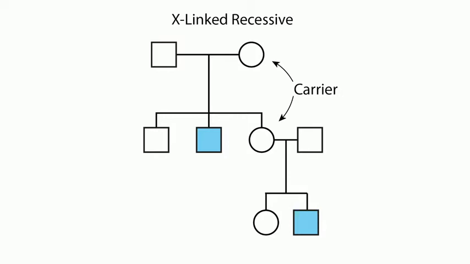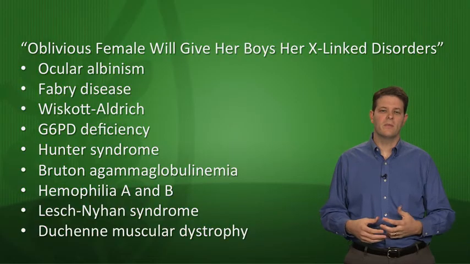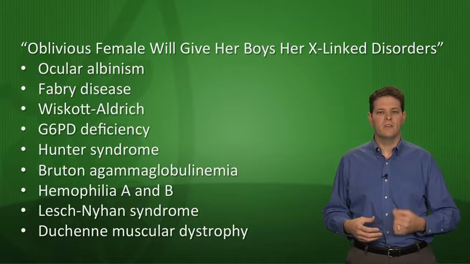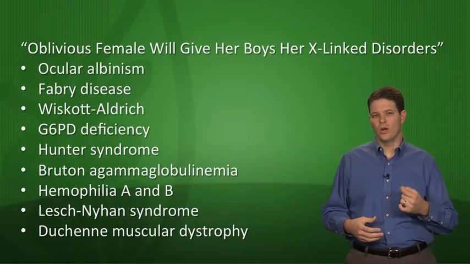So for that to happen, dad would have to have been affected and mom would be a carrier. That's fairly uncommon. But in general, affected males are going to have more severe disease, and affected females are pretty rare. So here's a list of some X-linked recessive diseases. And remember, you can use the mnemonic, oblivious female will give her boys her X-linked disorders.